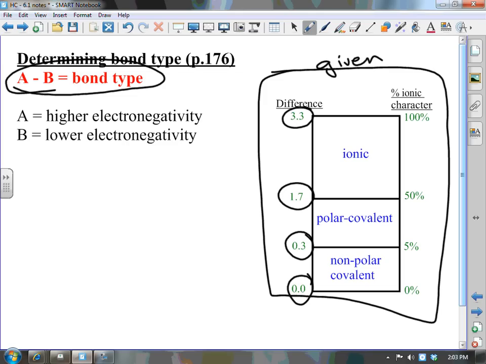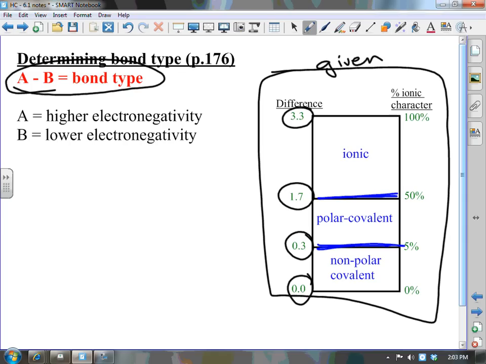Why does the difference only go up to 3.3? Because fluorine is the highest at 4.0, and the lowest element is 0.7. That's the biggest extreme you can get. What if it is exactly 1.7 or 0.3? Well, then we say it borders the two, and we can say it's in between. That's perfectly fine, because remember, it's a description.